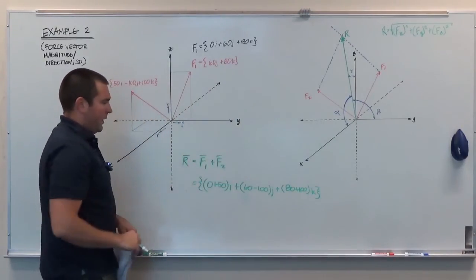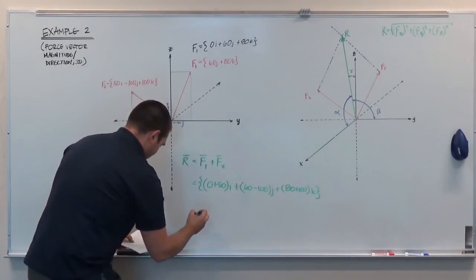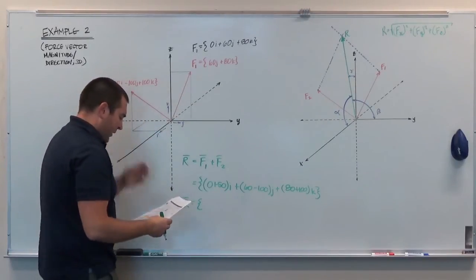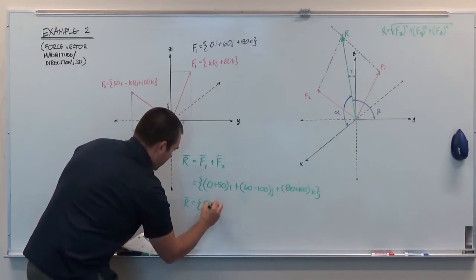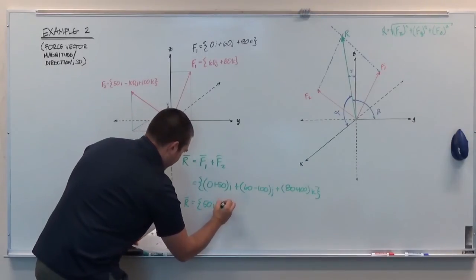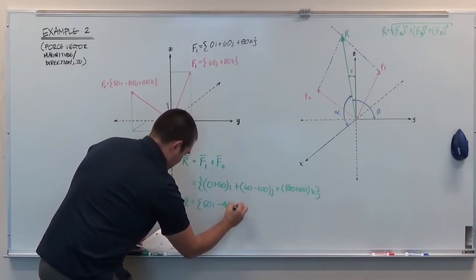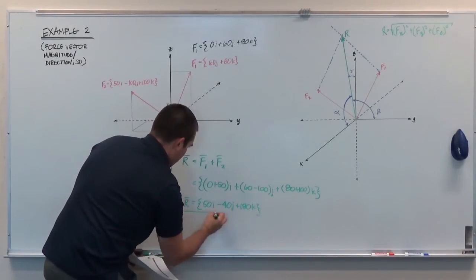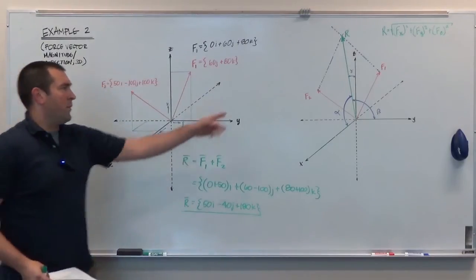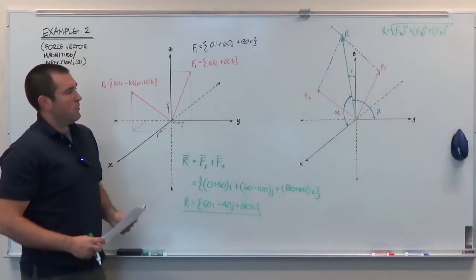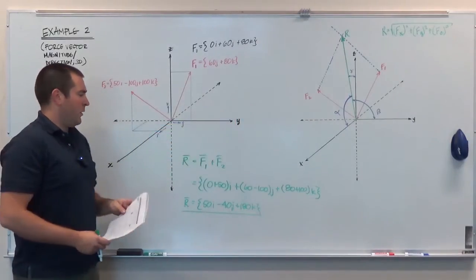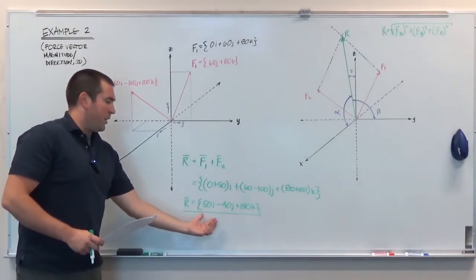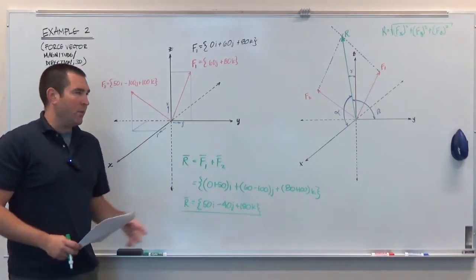So here I just simplify the terms in the parentheses, and I simply get that my resultant vector in Cartesian notation is 50i minus 40j plus 180k. So that's the Cartesian notation of this resultant. And if we drew this sketch relatively to scale, we could double check that it makes sense, at least that the resultant appears to have the correct relative magnitude and signs here.